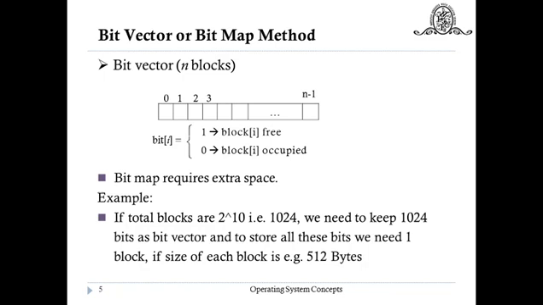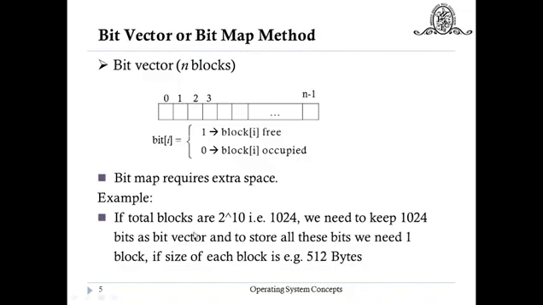Now the question is where to maintain these 256 bits. These bits are maintained on the same secondary storage, and for that we need some extra space, that is, one full block will be required to maintain the bitmap or bit vector. For example, here we can see that we have blocks 0 to n minus 1 and for each block one bit is maintained, and the bit vector also has an index, and that index indicates the block number.